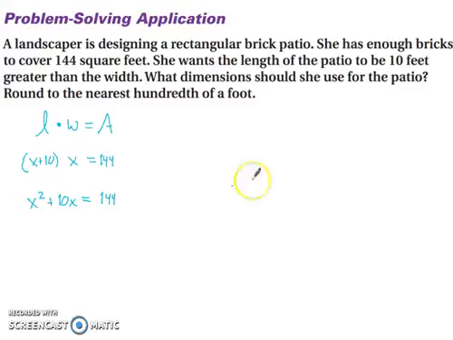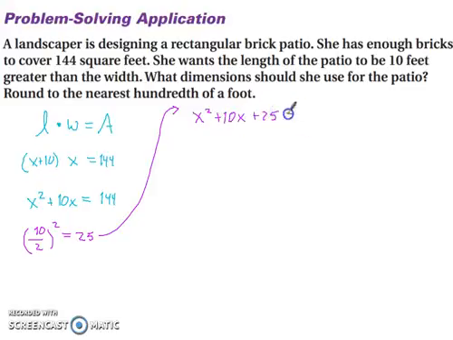So we want our new c value, so we're going to take our 10, divide that by 2, and square it. So we end up with 25. So we want to add 25 to both sides. So we're going to have x squared plus 10x plus 25 equals 169. We're going to factor this left-hand side. So we have x plus 5, that quantity squared, equals 169. And in case you're wondering where the 169 came from, 25 and 144 are added together to make 169.